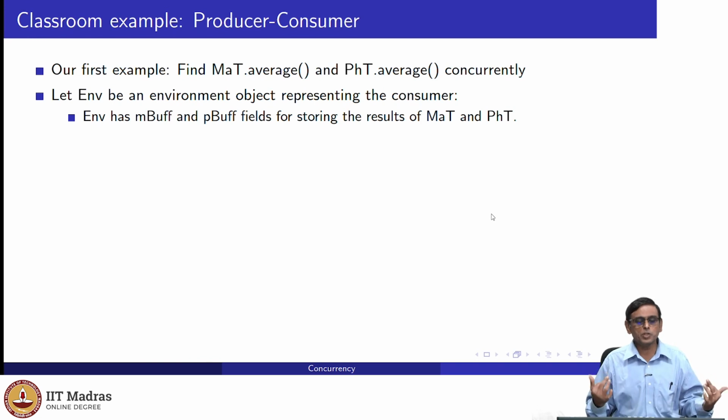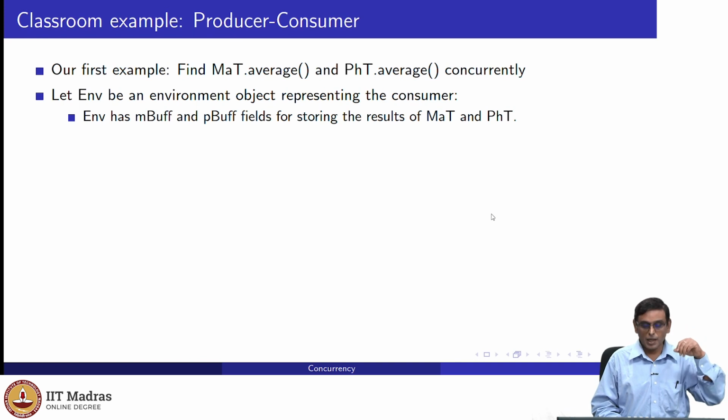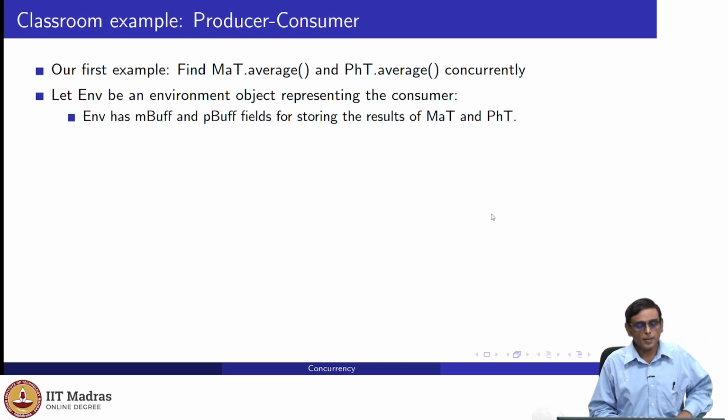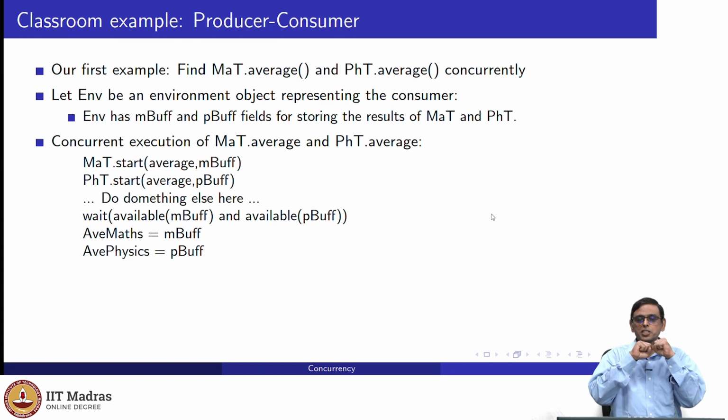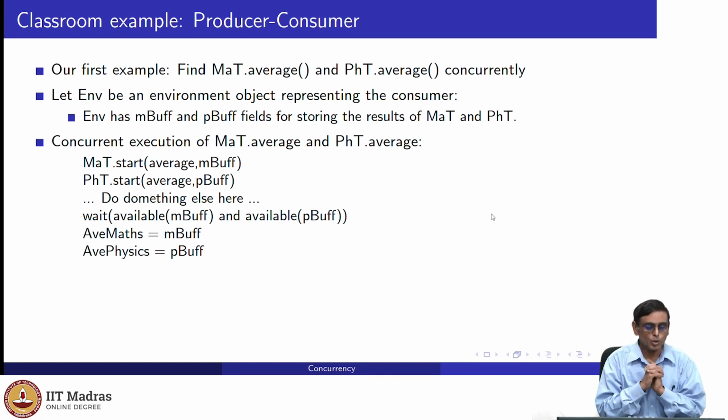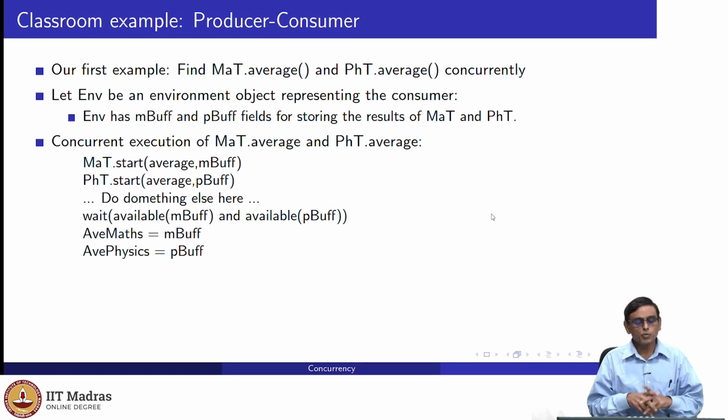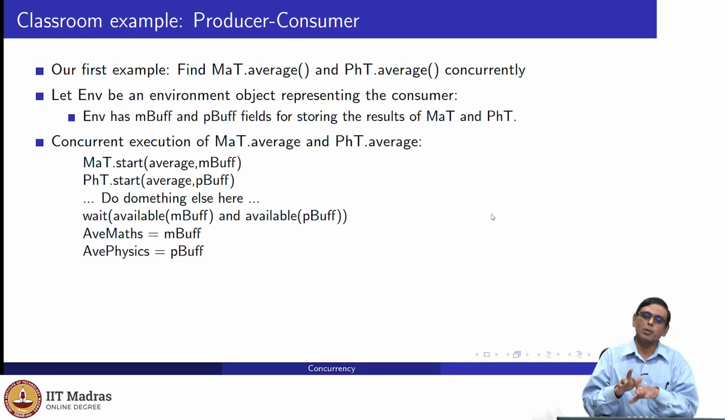So let us create an object which is called environment, ENV, and let us say environment has two fields called mbuff and pbuff that are supposed to hold the results of the average computation of math teacher and physics teacher. So the concurrent execution of math teacher and physics teacher average then goes like this. Math teacher starts average. Now remember, average doesn't normally have a parameter, but because we have set in producer consumer model, I will pass the buffer to them as argument. So I pass mbuff as an argument to this function start. Physics teacher, I start with an average and pbuff as the argument.